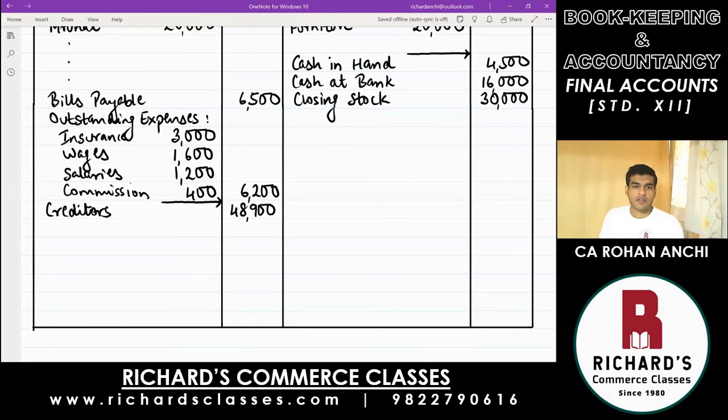Three, 4, 5,800 and 400. 6,200 is correct. Okay. That is our total outstanding expenses. Adjustment relating outstanding is done. Let's move on to the next point.